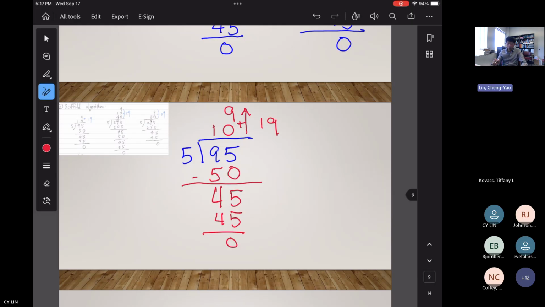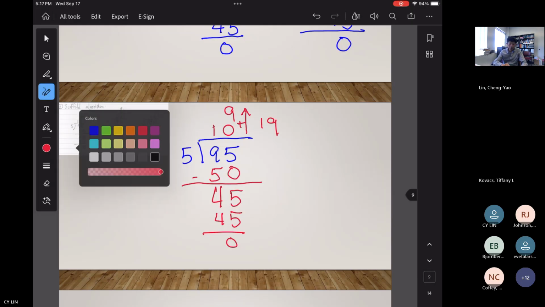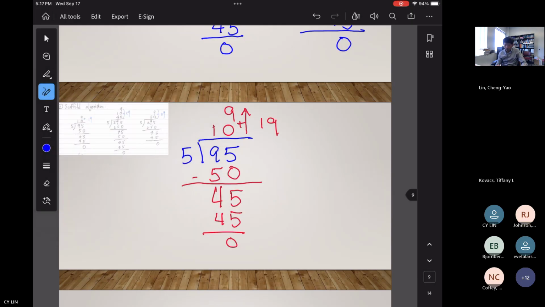Does it make sense to you for this one? Yes. Can you do another one for this one? I want to give you a minute and try this one, okay? 295 divided by 5, okay? Take a minute, try the scaffold method.